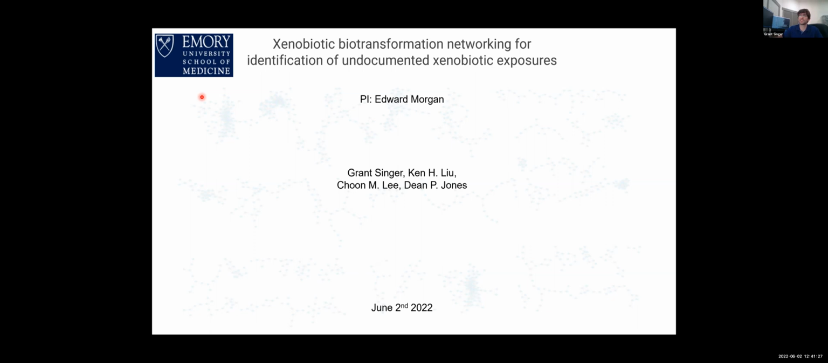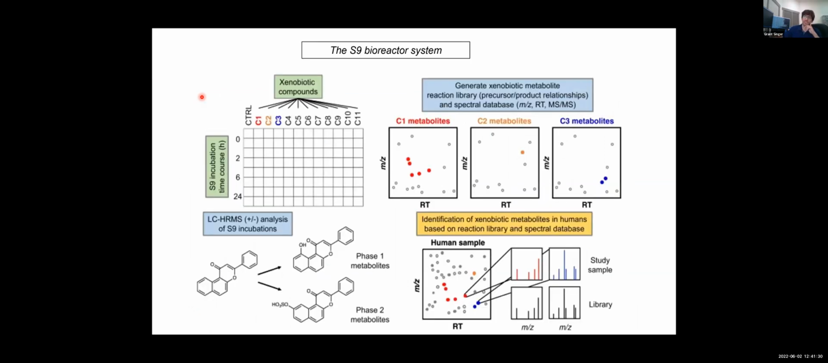Here is a refresher of our strategy as described in a paper published last year. First, we incubate xenobiotic precursors with pooled human liver S9 fraction, which contains most phase 1 and phase 2 enzymatic activity. And we monitor the reaction products with mass spec, curate a library of these precursor to product relationships along with associated mass spectrometry data, and use it to help identify xenobiotic exposures in human samples in which related metabolites are co-detected. And we did all of this data analysis mostly by hand.